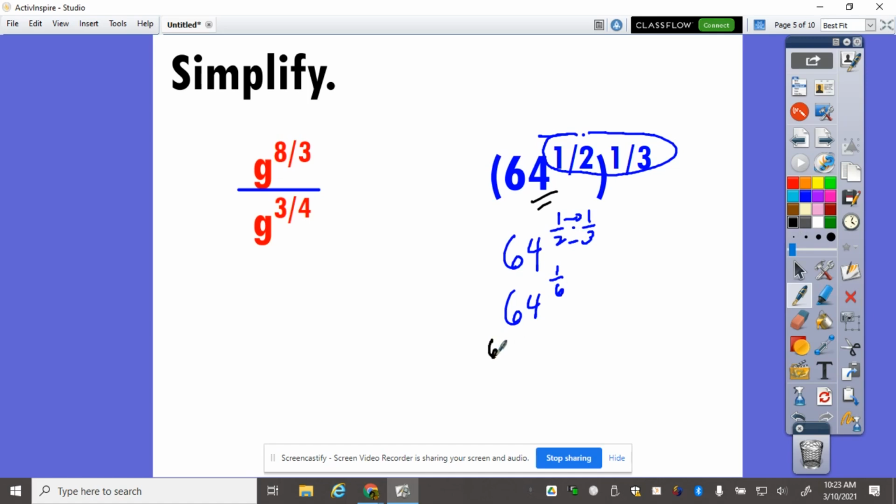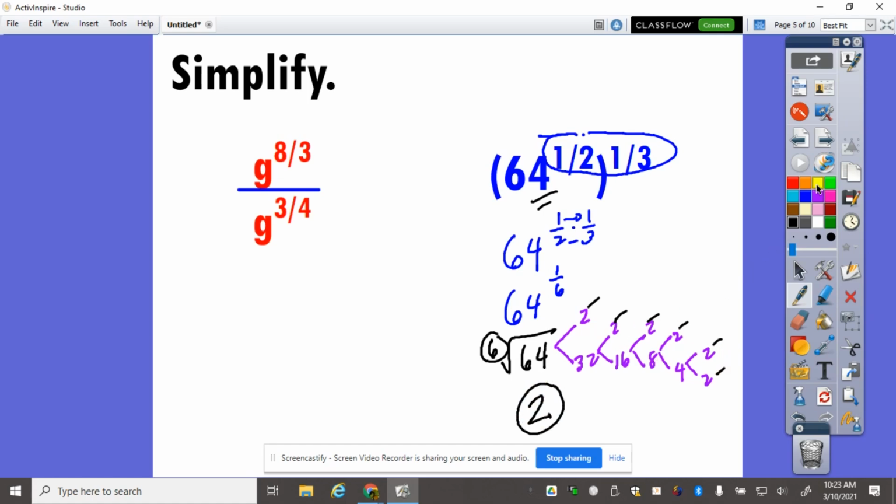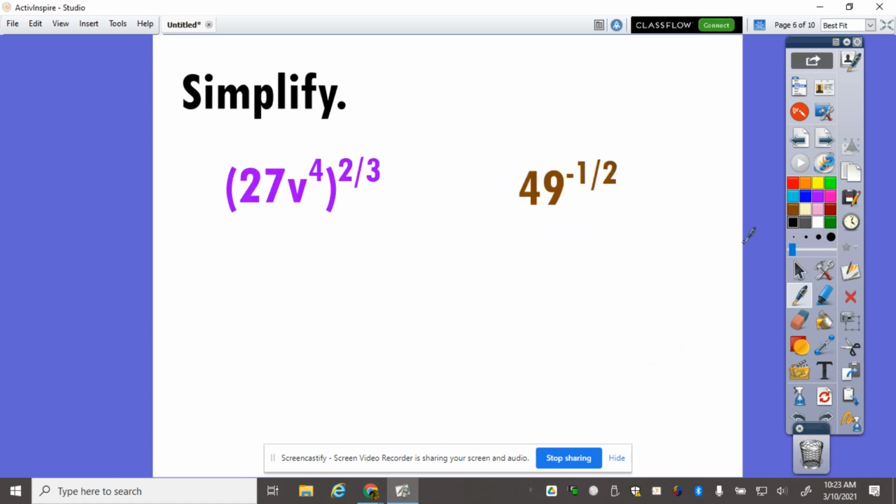Convert this to radical form. So the index is 6, and 64 to the 1, so you can just leave it blank. And now you break down the 64 into 2 and 32. 32 is 2 and 16, 2 and 8, 2 and 4, and 2 and 2. How many should be in the group? 6. 1, 2, 3, 4, 5, 6. So the answer is just 2. Kaboom. All right, we're getting there.